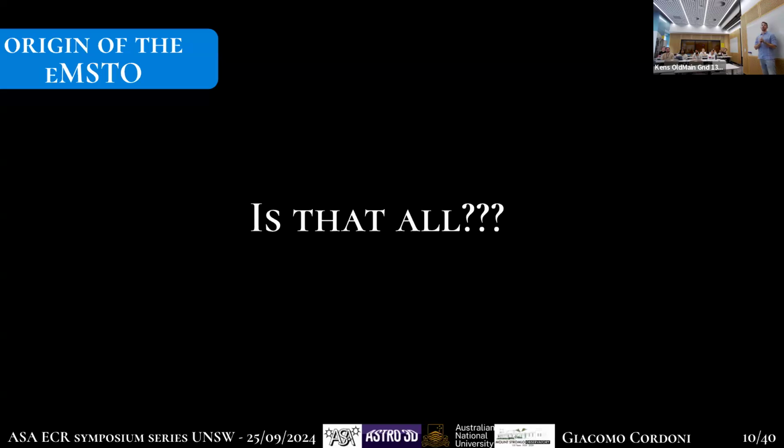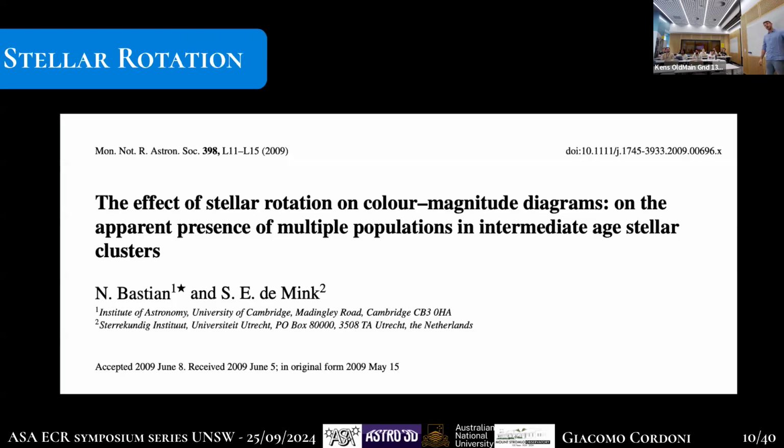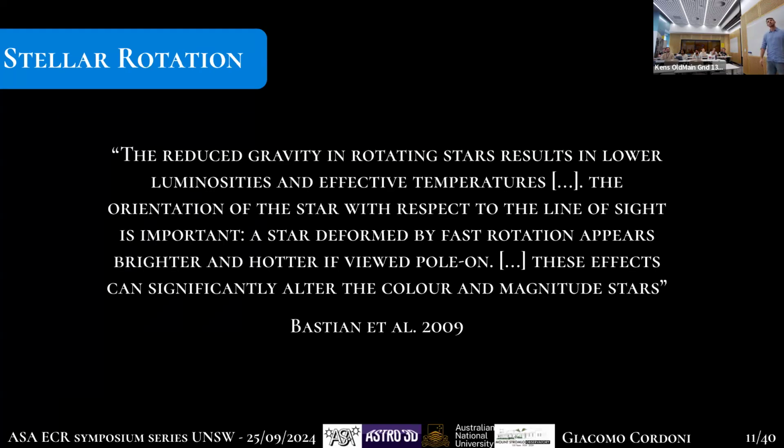All nice, but if you want to play devil's advocate, you may ask, okay, is that the only explanation that we have? Can we explain these features, so the split main sequence and the extended main sequence turnoff, with other physical mechanisms besides age difference? And luckily or unluckily, depending on the point of view, the answer is yes. Specifically, stellar rotation plays a very important role because it affects, let's say, what we see in a star cluster. Specifically, it affects the photometry of very young star clusters.